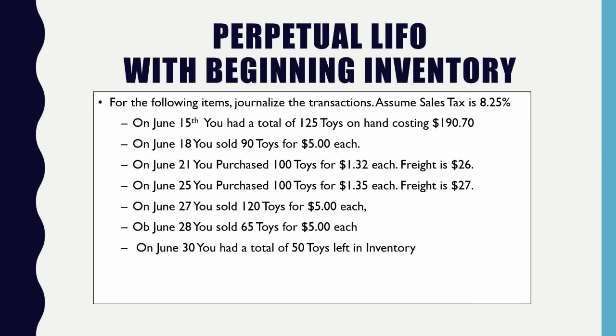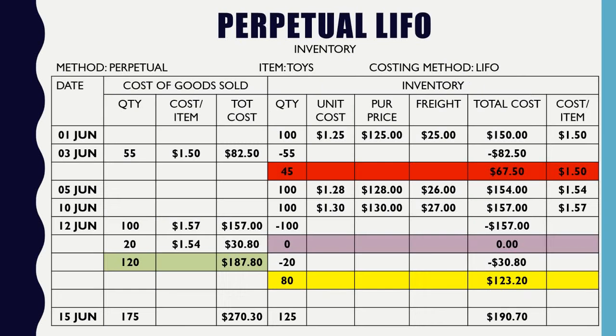So then what happens when we have beginning inventory? Okay, so that means we already solved for that one. We're going to do a continuation. So what happens when we have ending inventory? It becomes our beginning. So in this case, it says right here that on June 15, you had a total of 125 units costing 190.70. Okay.